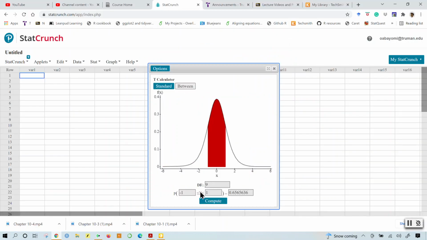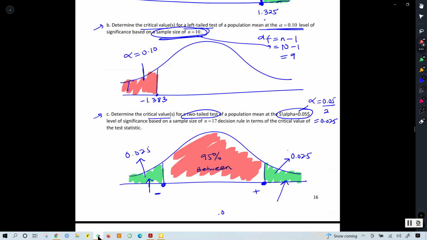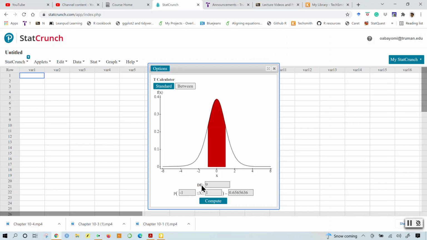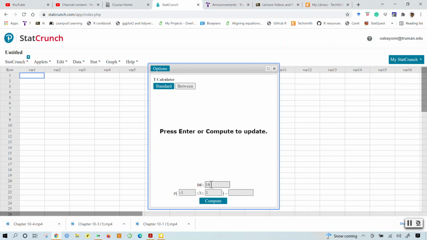I will set my degree of freedom. What is my degree of freedom in this case? My degree of freedom is based on my sample size. It is n minus 1. That will be 17 minus 1, which is 16. So you have 16 in this case.